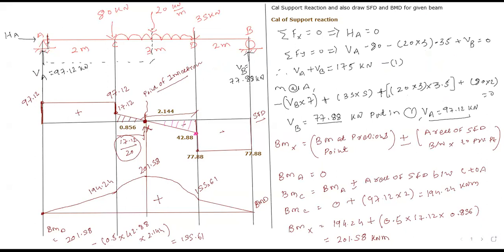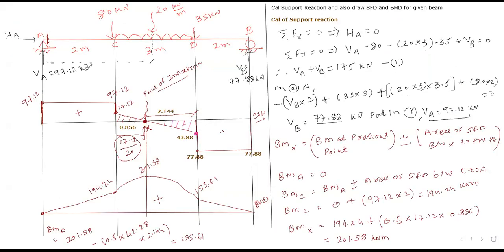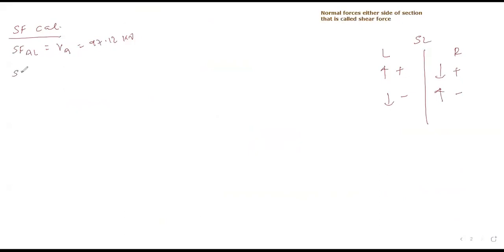So for A, you have only one force which becomes a shear force on left side, that is VA, and its direction is upward. That's the reason up positive VA. Is it clear? And value is 97.12 kilonewton. Okay, 97.12. Is it clear or not? Let me calculate shear force at A from right side.